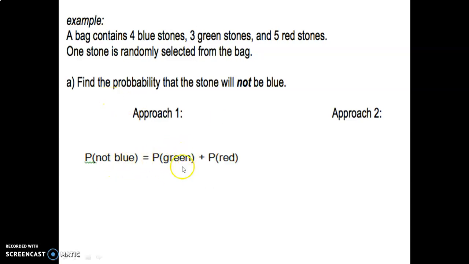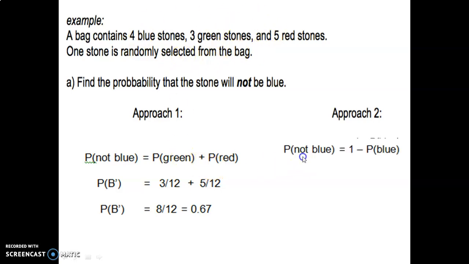Well, then it's all the green things plus all the red things. So the probability of green is 3 stones out of 12. Probability of a red stone is 5 stones out of 12. And that means probability of not blue is, add those two up, 8 out of 12. And that makes sense because 3 plus 5, 8 stones out of the 12 are not blue.